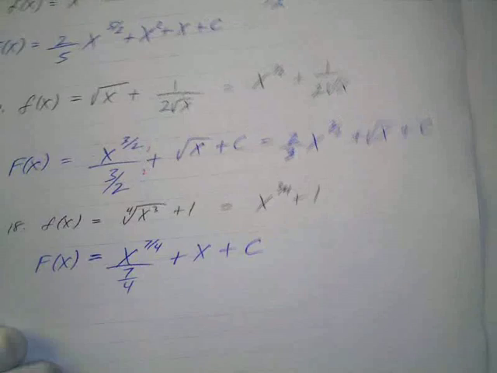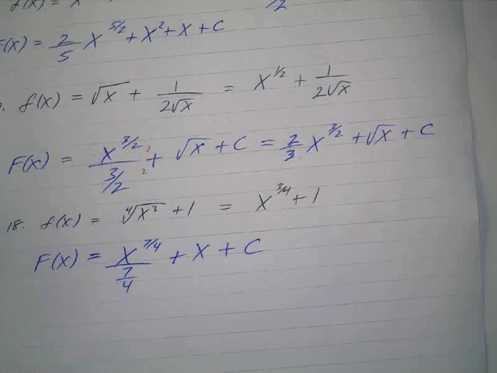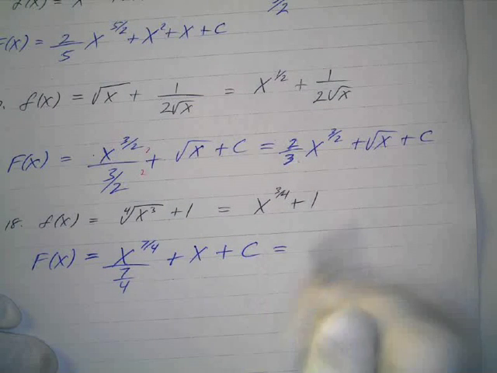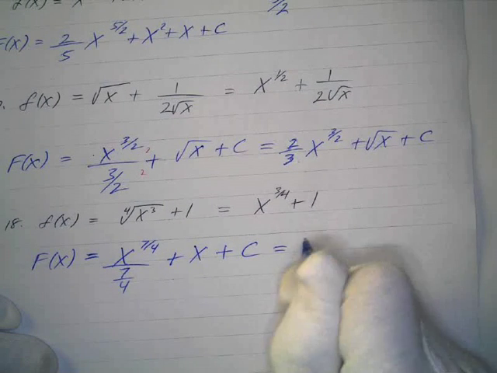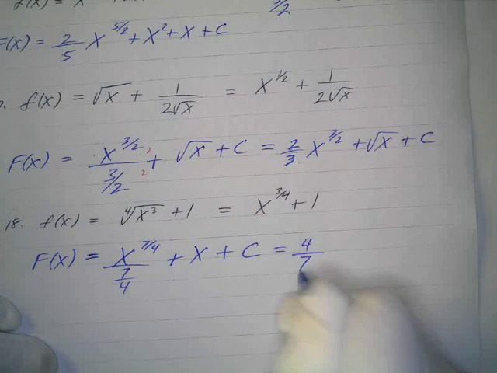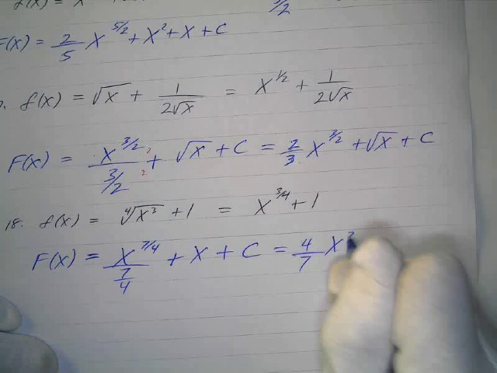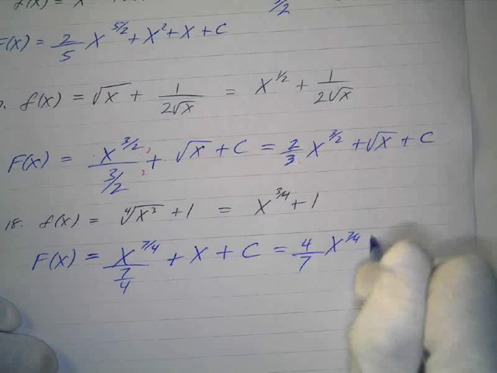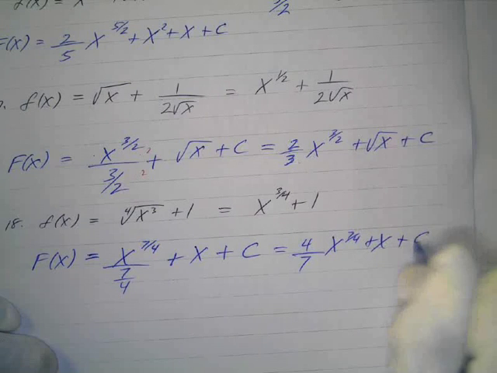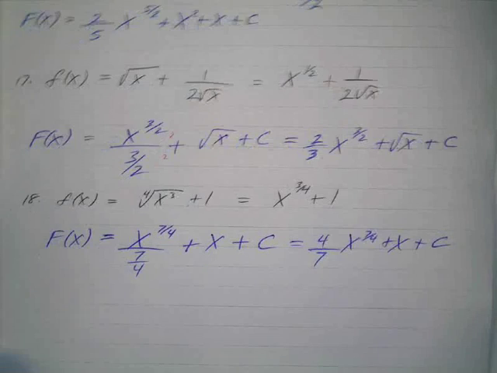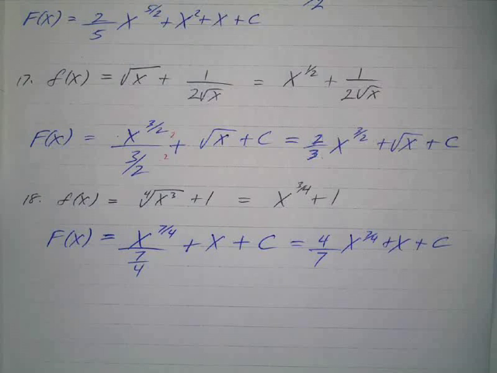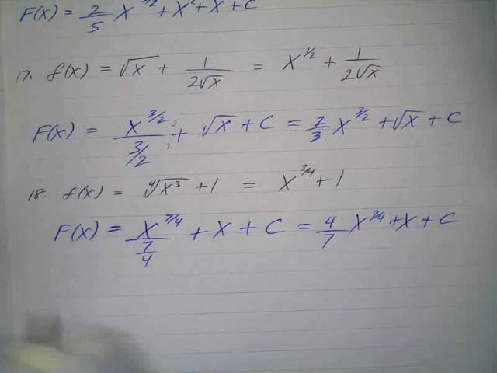And again, we can simplify that. That would be 4 over 7. Won't make that mistake again. x to the 7/4 plus x plus c. So that's all we have to do. You can use that anti-power rule, or reverse of the power rule. Okay, and then number 19.